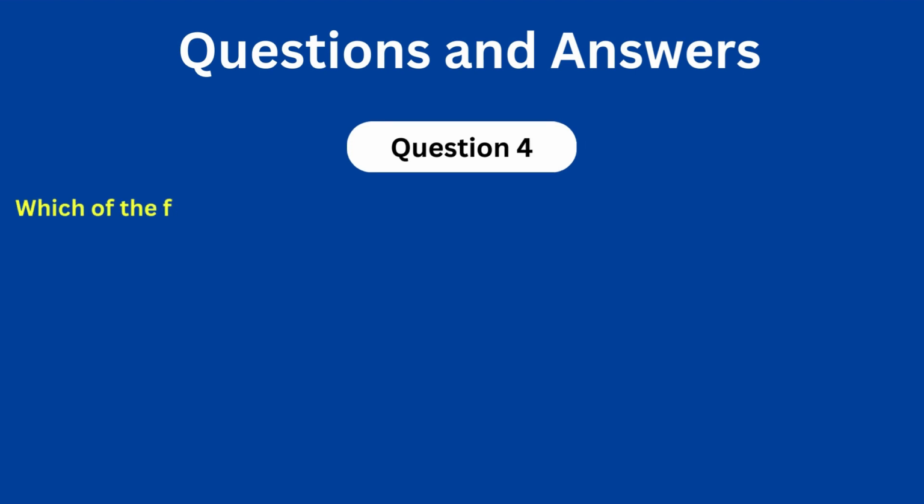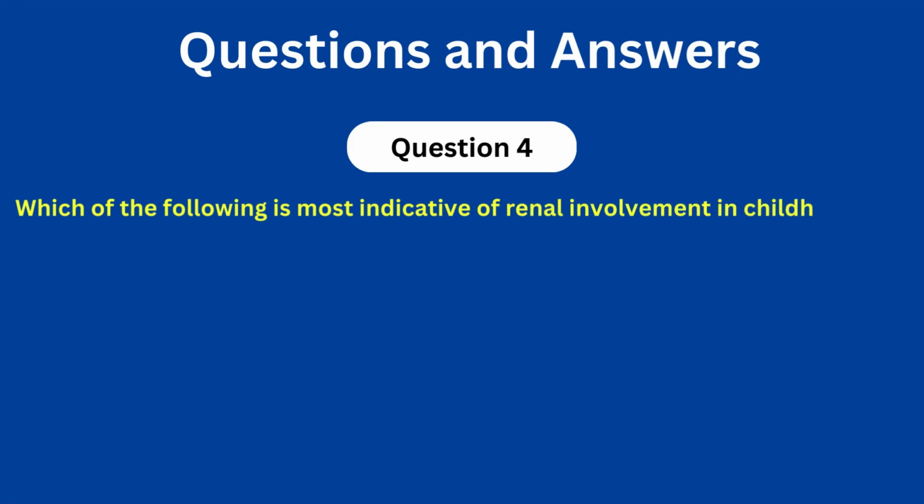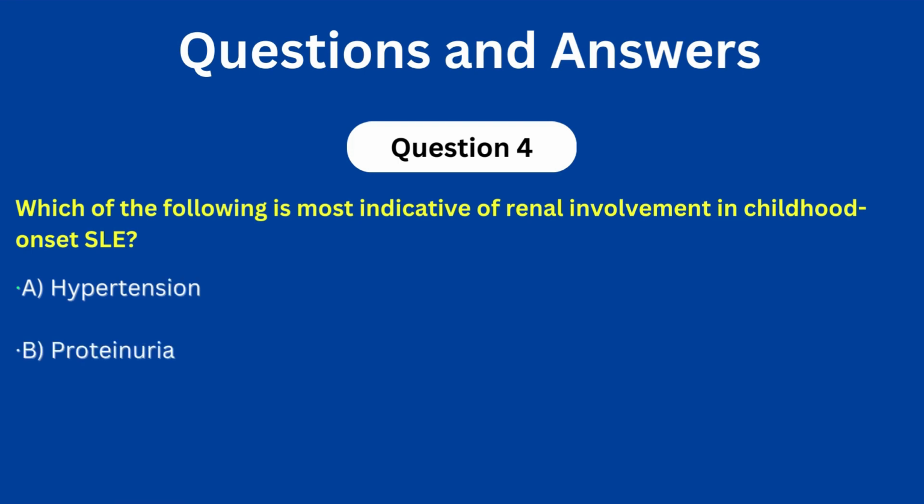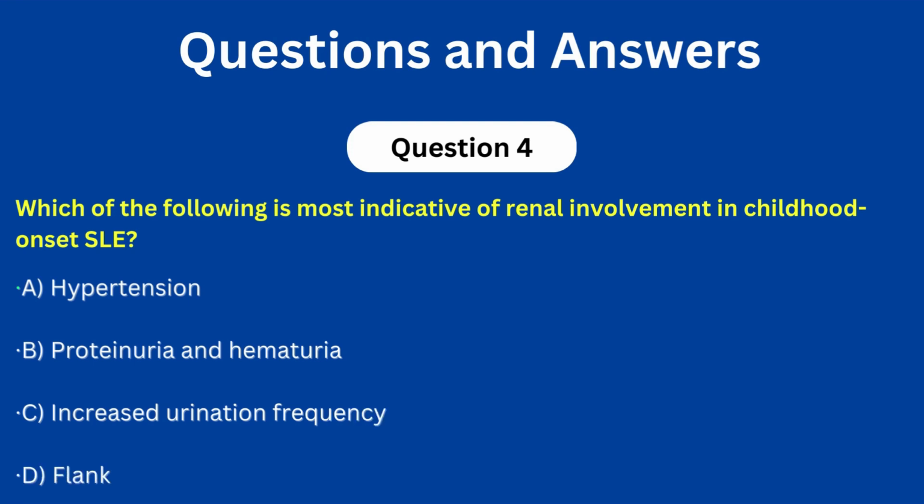Question number 4. Which indicator is most relevant in identifying renal involvement in childhood onset systemic lupus? A. Hypertension. B. Proteinuria and hematuria. C. Increased urination frequency. D. Flank pain. The correct answer is B. So renal involvement, known as lupus nephritis, is a serious complication, and the early indicators include proteinuria and hematuria. These findings suggest kidney damage or inflammation, often requiring further investigation like renal biopsy for definitive diagnosis.